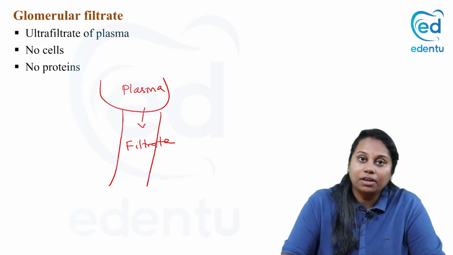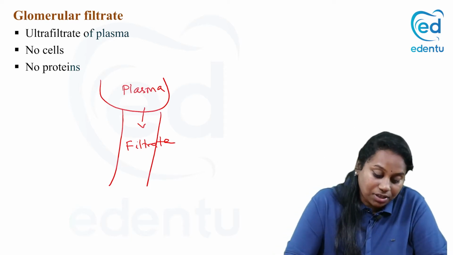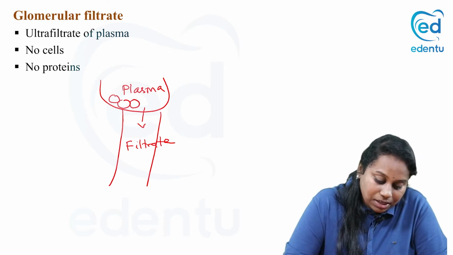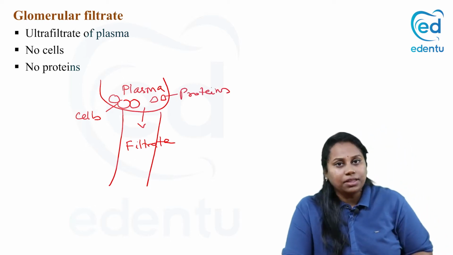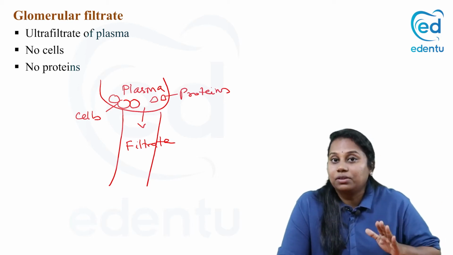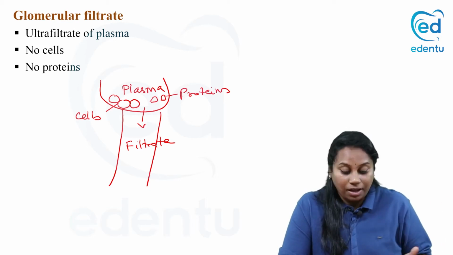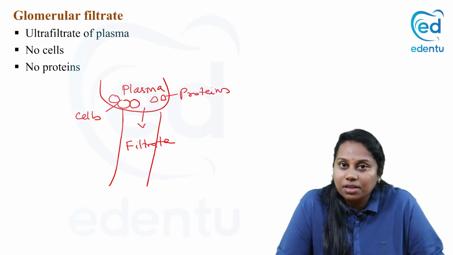So tea is filtered and what stays inside the filter itself? Your tea dust, which is nothing but your cells and proteins. So the filtrate is nothing but an ultrafiltrate of the plasma, same as that of plasma, but the only difference is that the filtrate will not have cells and proteins in it. So why is this filtrate not having cells and proteins?